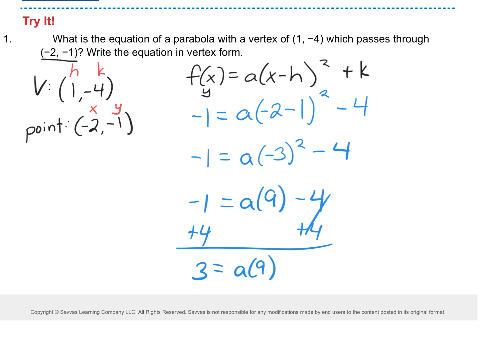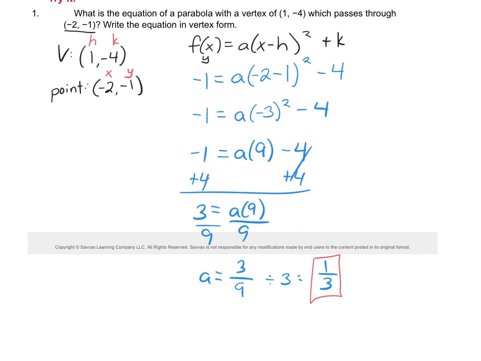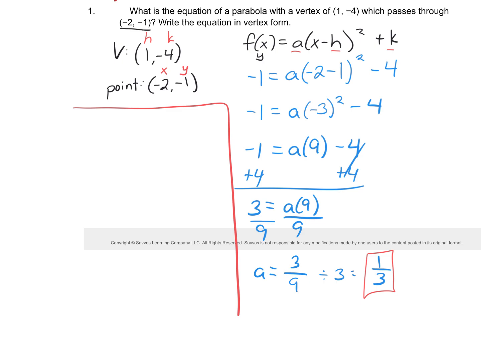Now how do I get a by itself? Divide by 9. So I get a equals 3 ninths. Can I simplify that? Yep, 3 goes into both of these, so I get 1/3. Now, that is my a value. That's not what we're looking for. What do the directions want us to do? It wants us to write the equation in vertex form. In order to do that, we need the a and the h and the k. Do we have all three of those things right now? Yes, so we can rewrite our equation. My equation would be f of x equals, what's a?